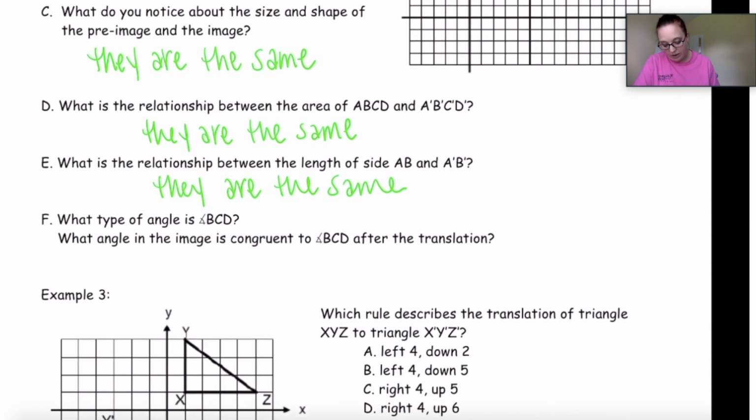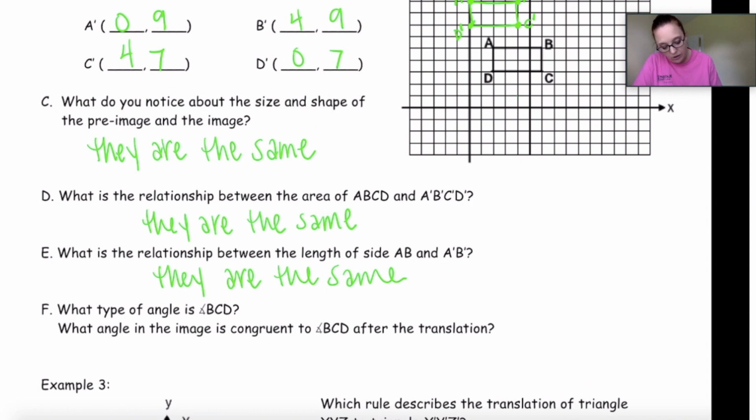What type of angle is angle BCD? So angle BCD is this angle right here. That's a right angle. What angle in the image is congruent to angle BCD after the translation? Well, that's going to be angle B prime, C prime, D prime.